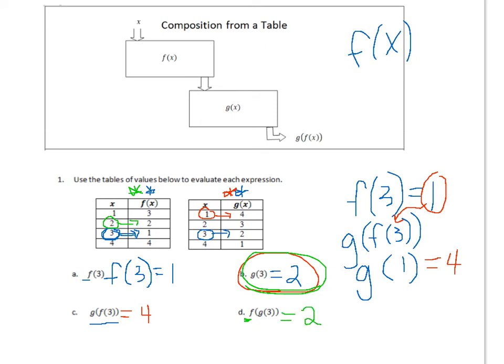And that's composition from a table. So again, as a first step, you take the input and you find an output from whatever the innermost function is. Once you have that output, you put that into your second function and find an output for that.